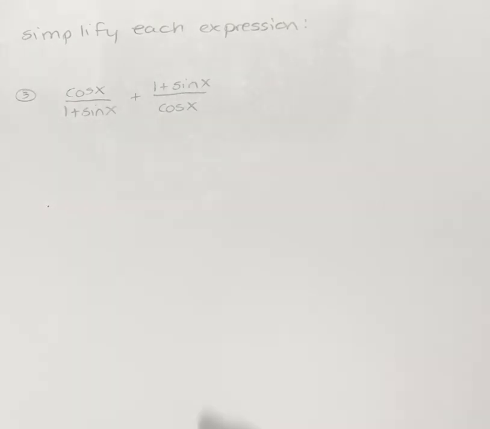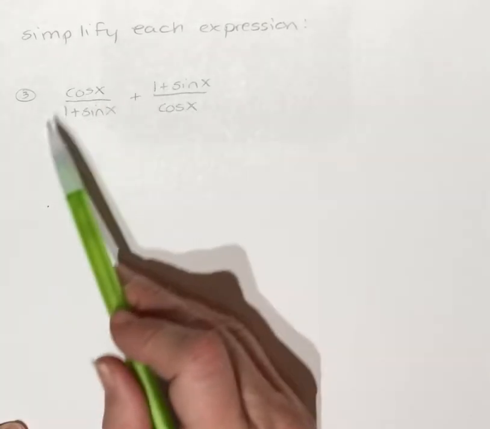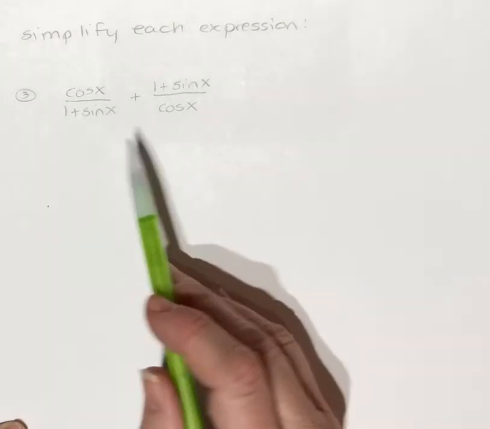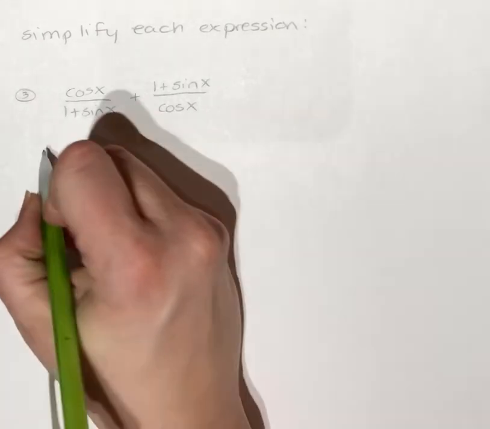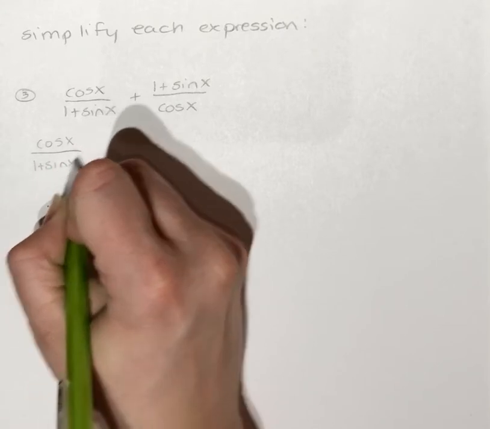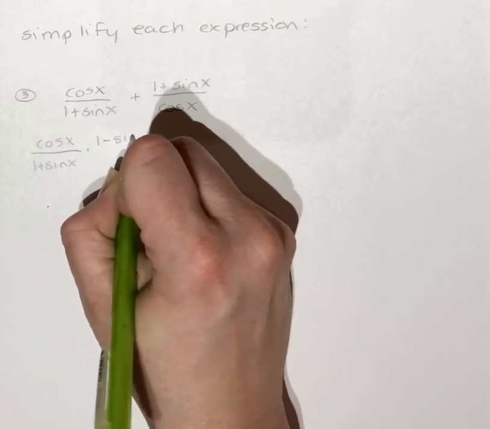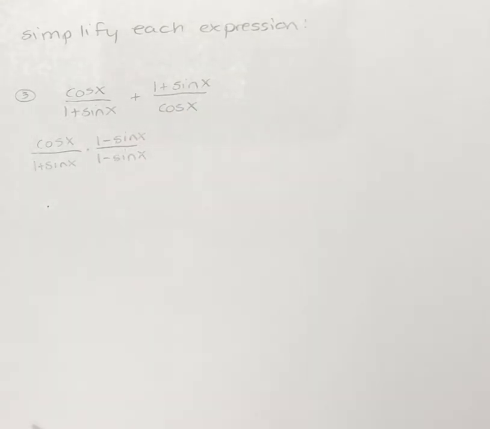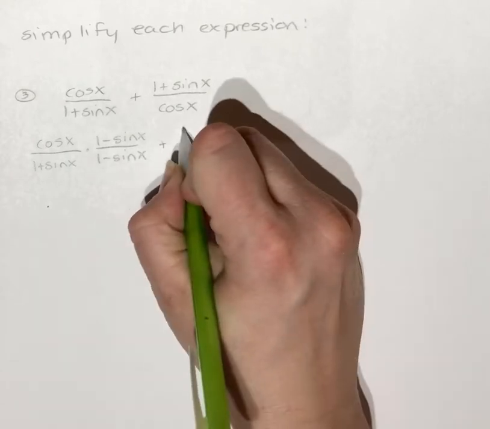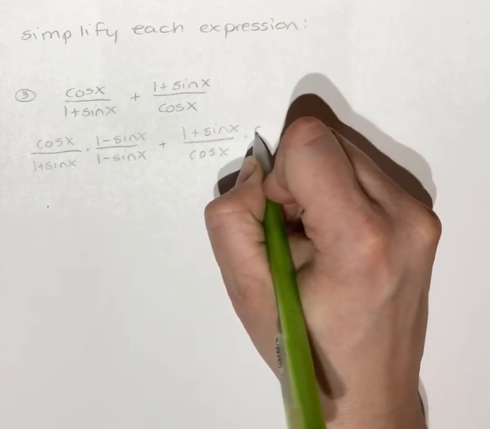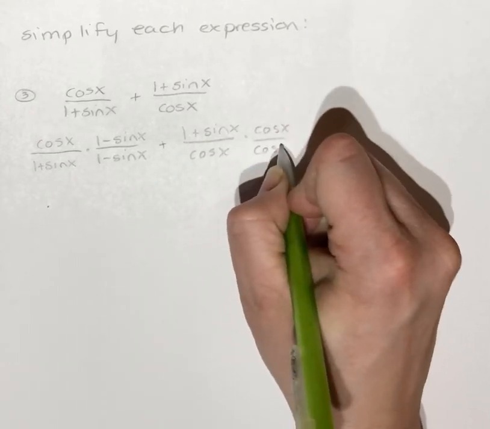Okay? Now, I'm going to do something different. Because I want you to start to think about these identities. I'm going to multiply this one by 1 minus the sine of x over 1 minus the sine of x. And you'll see why I chose that in a minute. Okay? And I'm going to multiply this by cosine of x over cosine of x. Okay?